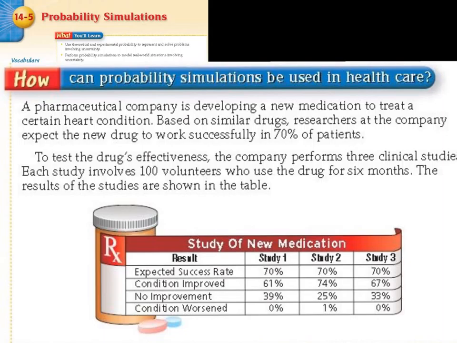A pharmaceutical company is developing new medication to treat a certain heart condition. Based on similar drugs, researchers at the company expect the new drug to work successfully in 70% of patients. To test the drug's effectiveness, the company performs 3 clinical studies. Each study involves 100 volunteers who use the drug for 6 months. The results of the studies are shown in the table.